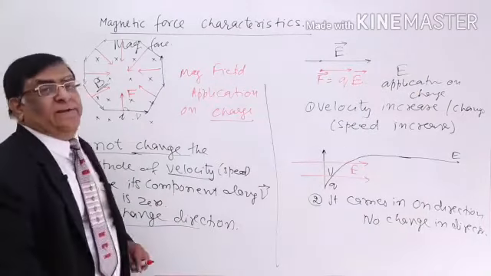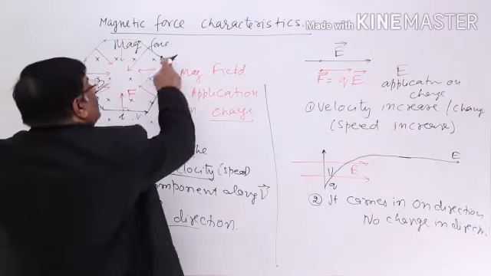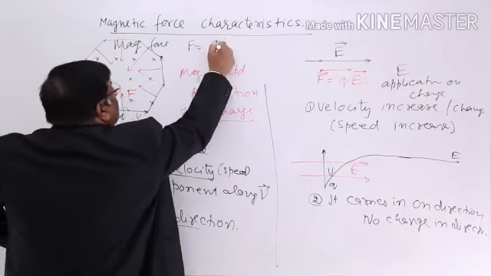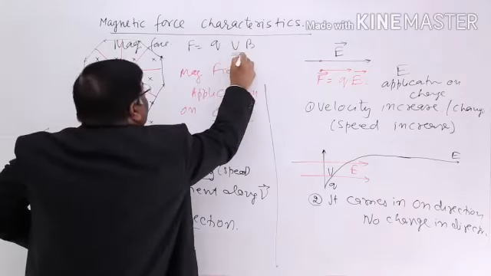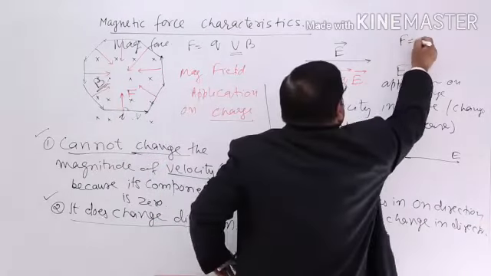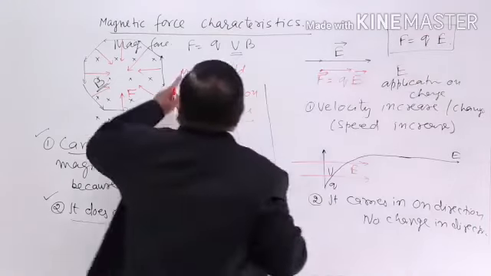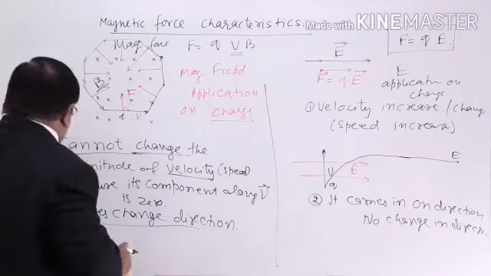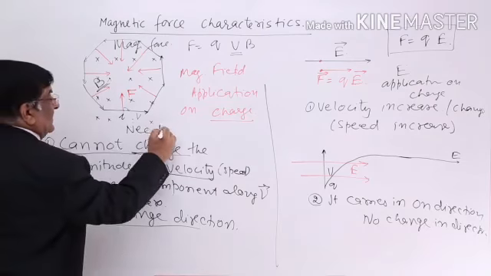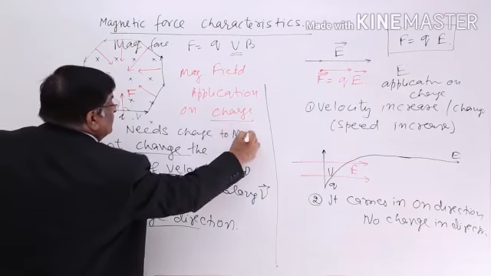And one very important thing, that was initial. This will act only and only if this is there. What is this? V. Here, this will act and it does not need any velocity. So, that is our rule number, actually that should be rule number 1. What is that? It needs the charge to move.